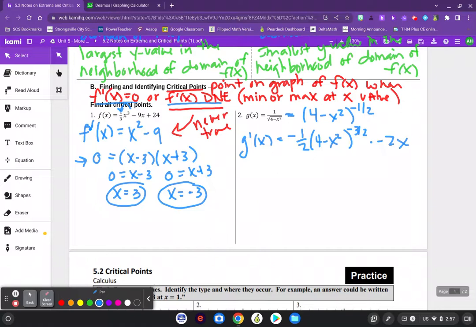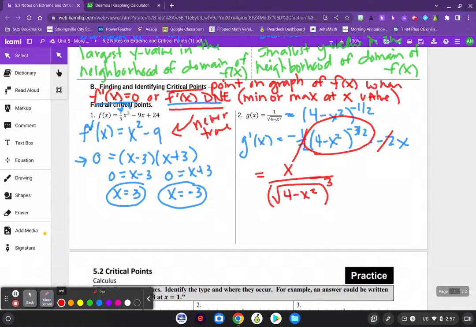All right, and so what I really have here is a negative half times negative 2. Those actually undo each other. And so when I go to rewrite this, I still have an x in the numerator, right? But I've got to move this down to the denominator. I'm going to write that as the square root of 4 minus x squared, but all of that is being cubed, right? Because I'm to the 3/2.